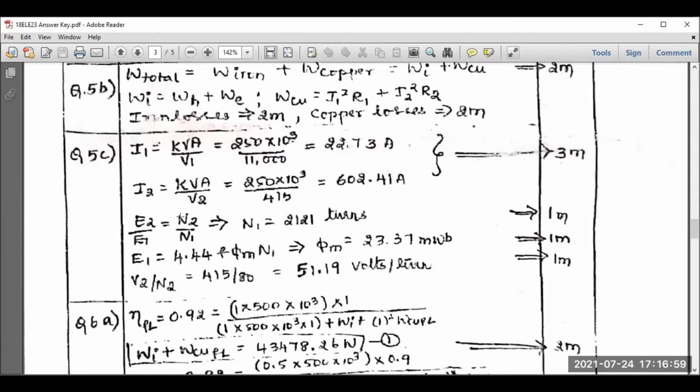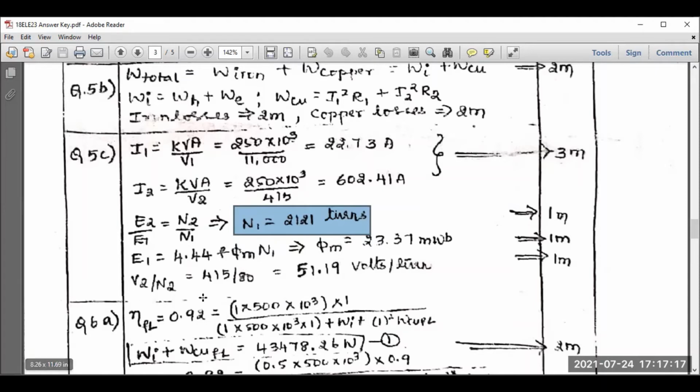Now you can use the equation for transformation ratio: E2 by E1 is equal to N2 by N1 is equal to K. From that you can get N1, the primary turns. Then you can use the EMF equation of the transformer: E1 is equal to 4.44 f phi m N1. From that you can calculate phi m.